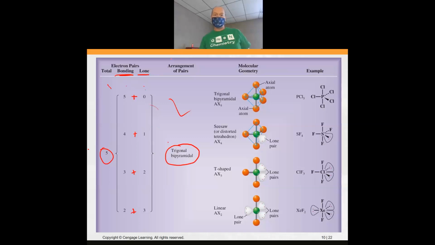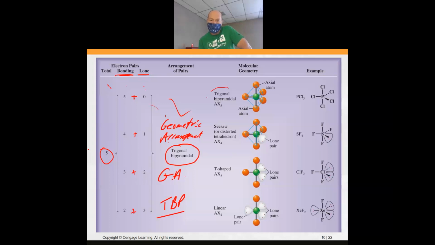So the arrangement of the pairs, which I call the geometric arrangement, again, I'm going to just say GA. That is your geometric arrangement. And for trigonal bipyramidal, I will put TBP as the abbreviation. So again, if they're all bonds, then you see everything. It is a trigonal bipyramidal.